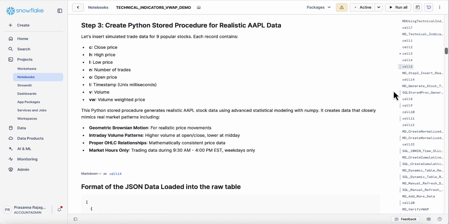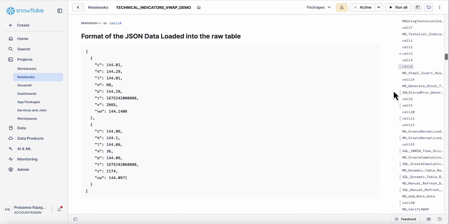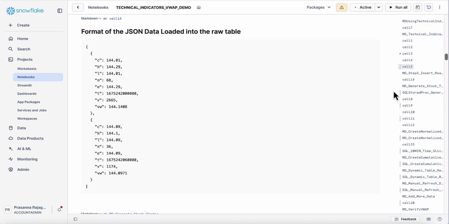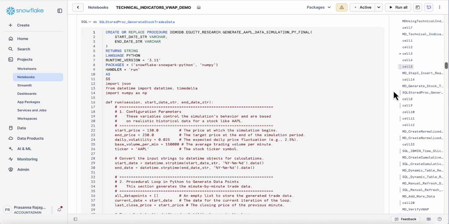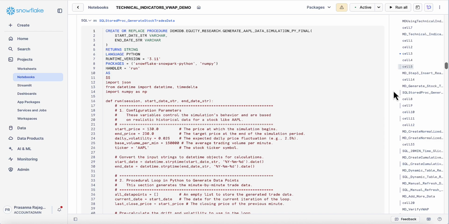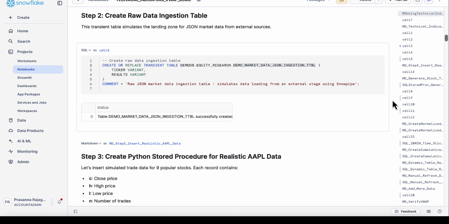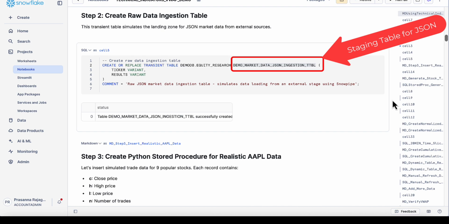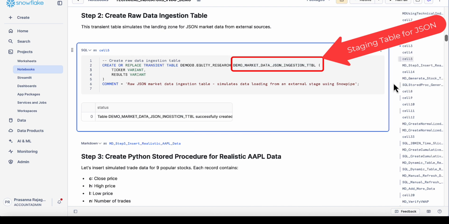Now, instead of requiring complex connections to an external market data API, we are going to generate a rich historical data set right here in the notebook. This Python procedure uses a financial model called geometric Brownian motion to create years of realistic minute by minute data for Apple's stock. This approach keeps the demo entirely self-contained, providing the perfect sandbox to explore dynamic tables and VWAP with a high-quality simulated data set. The procedure then loads this raw data as JSON into our staging table. This table acts as the critical upstream source for our entire automated pipeline.